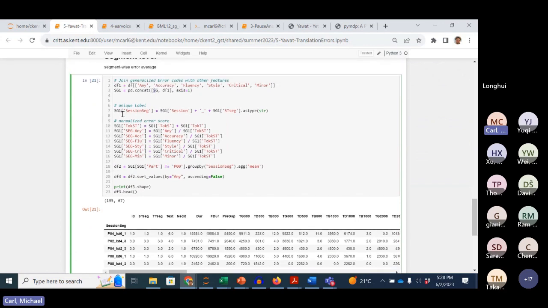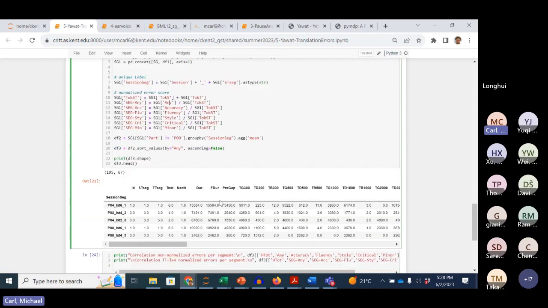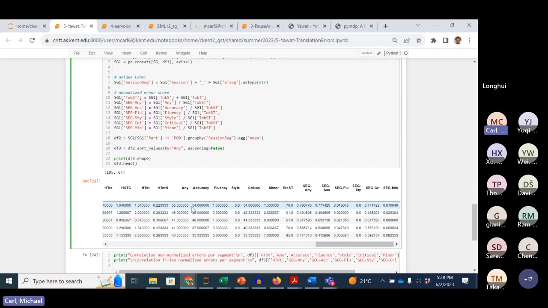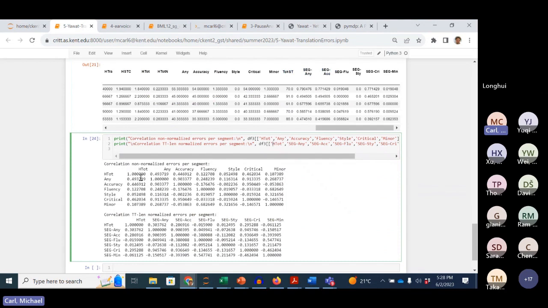And then we can normalize this. Because each segment has a different number of tokens, we can normalize the errors by the number of tokens, and then we get this table here, where this is the original SG table. We get these error types here, and then we get their normalized versions here. And we can correlate the stuff, and you can see here that accuracy and any correlate highly.